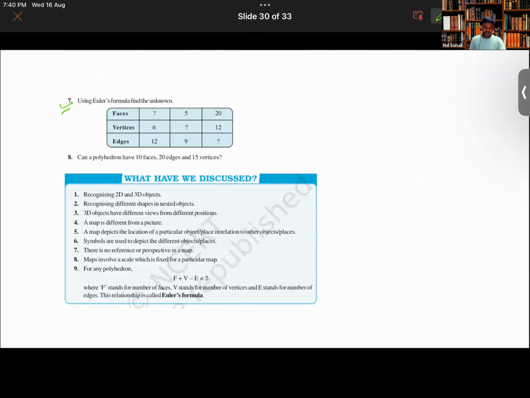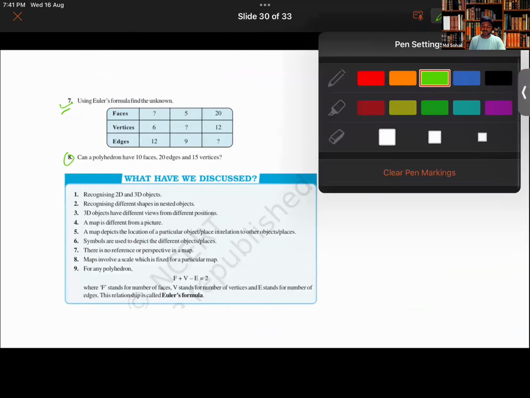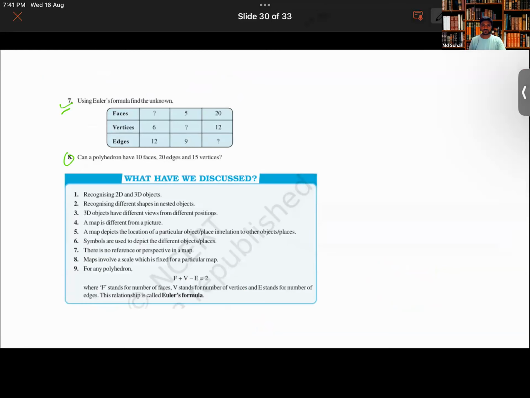Question number 7, you guys can solve at your home. No need to discuss it further, we have already done this one. Now, question number 8. Can a polyhedron have 10 faces, 20 edges and 15 vertices? We can verify this using Euler's formula. If LHS and RHS are equal, then it is possible. So, no. If you see F plus V equals E plus 2 here, faces are 10, 10 plus 15 is 25, which is not equal to 20 plus 2, 22.